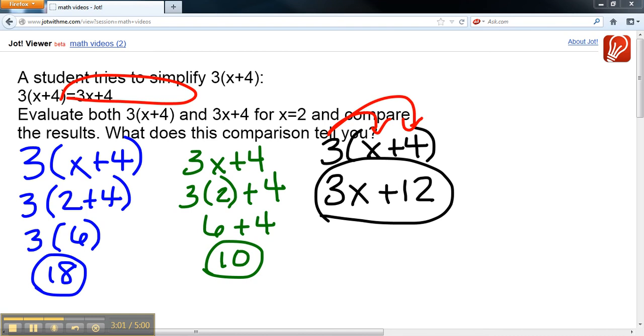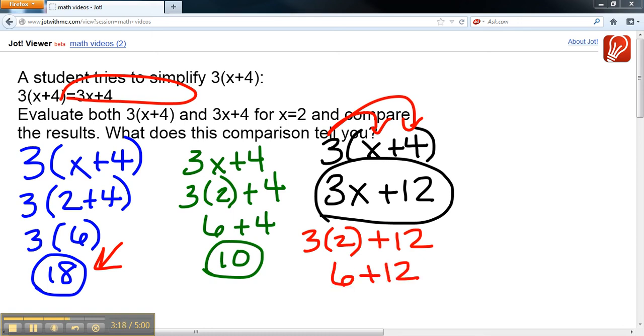And we could check it real quickly by plugging in 2 for x and seeing if we get the same thing as we got over here from the original expression. 3 times 2 is 6, plus 12. 6 plus 12 is 18. So we do get the same value, which means over here in the black ink we have simplified it correctly.